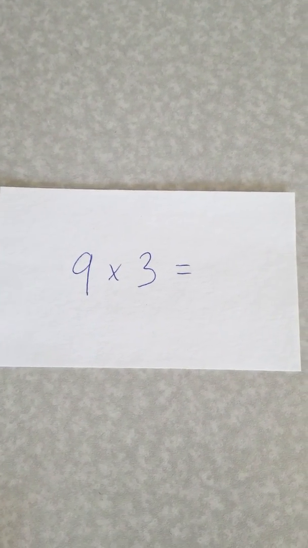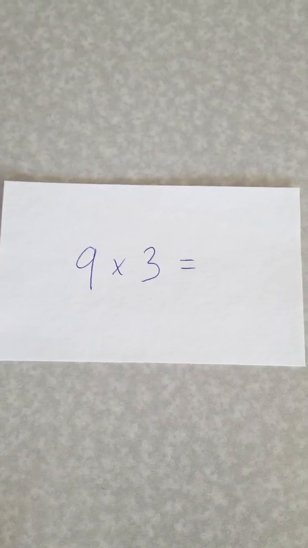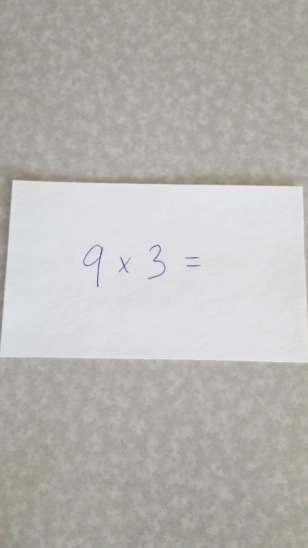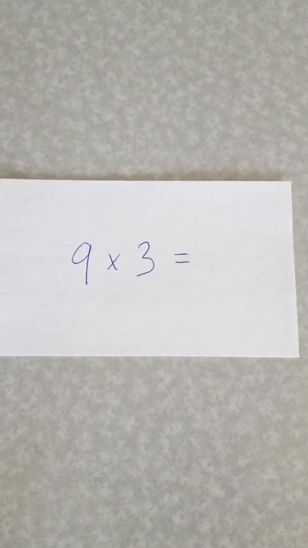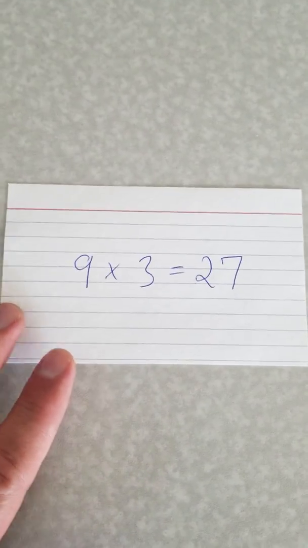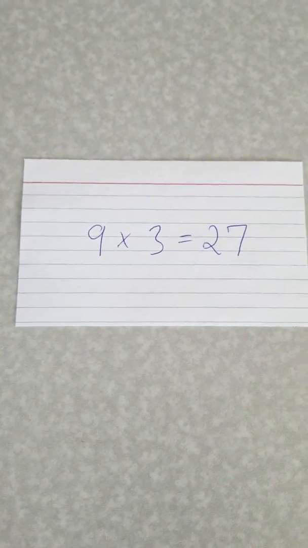Here's what you'll do. They'll see the card, and they'll have to say, while reading, 9 times 3 equals 27. Okay? They flip it over, and they say it again with the answer visually. 9 times 3 equals 27.